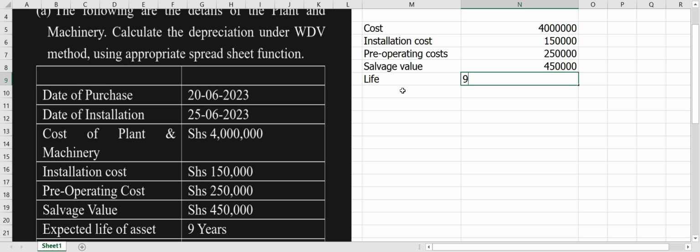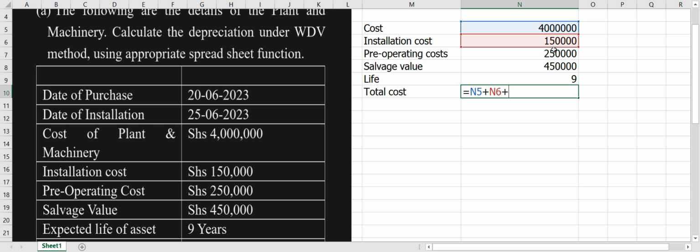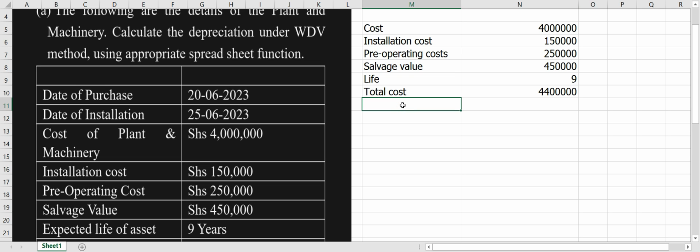So you're going to use the declining balance method to calculate depreciation. Now, you will need to come up with the total cost of the asset first of all. Total cost. How would you get the total cost? Of course, you're going to add the cost of the plant, that can be the purchase price. Then you add the installation costs. Then you also add the pre-operating costs, and that gives you 4.4. Now, how would you get the depreciation?